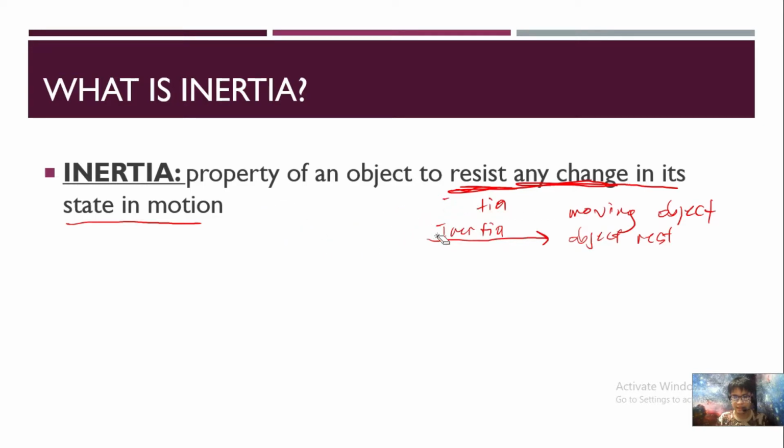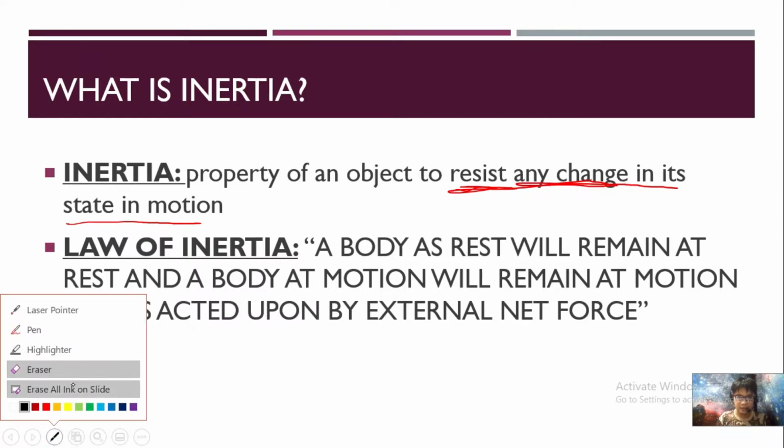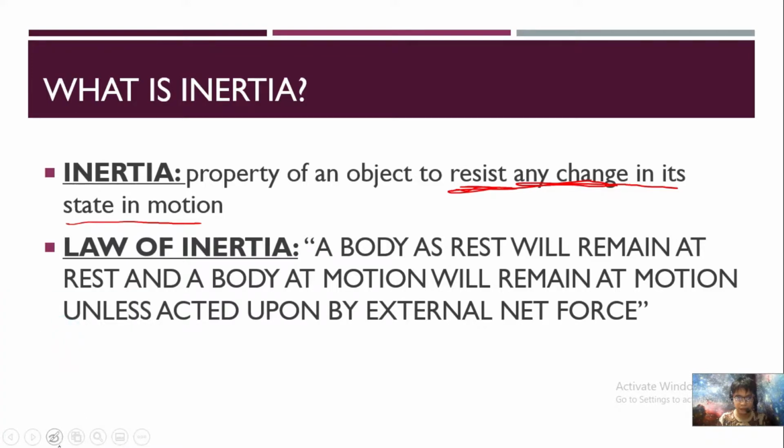Okay, so the law tells us that a body at rest will remain at rest and a body in motion will remain in motion unless acted upon by an external net force. So let's try to dissect the meaning of the statement of the law of inertia. First one, let's use different colored highlighters here. For the first one, a body at rest will remain at rest. This is what we have seen a while ago.